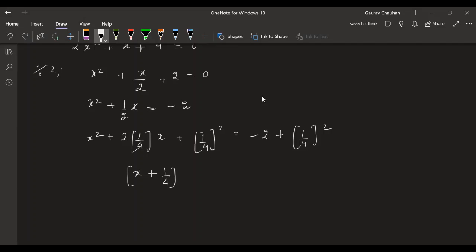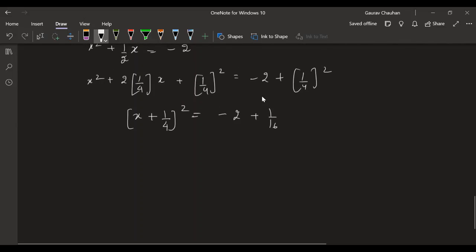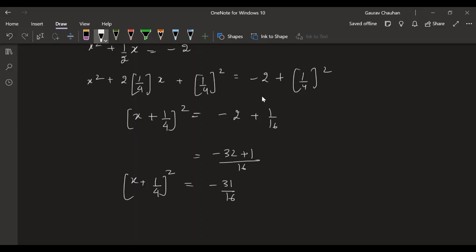All right, this is my left side. Let's note what happens on my right side. My right side gives me minus 2 plus 1 by 16. That gives me minus 32 plus 1 by 16. That's equal to minus 31 by 16. Now I have (x plus 1 by 4) the whole square equal to minus 31 by 16.